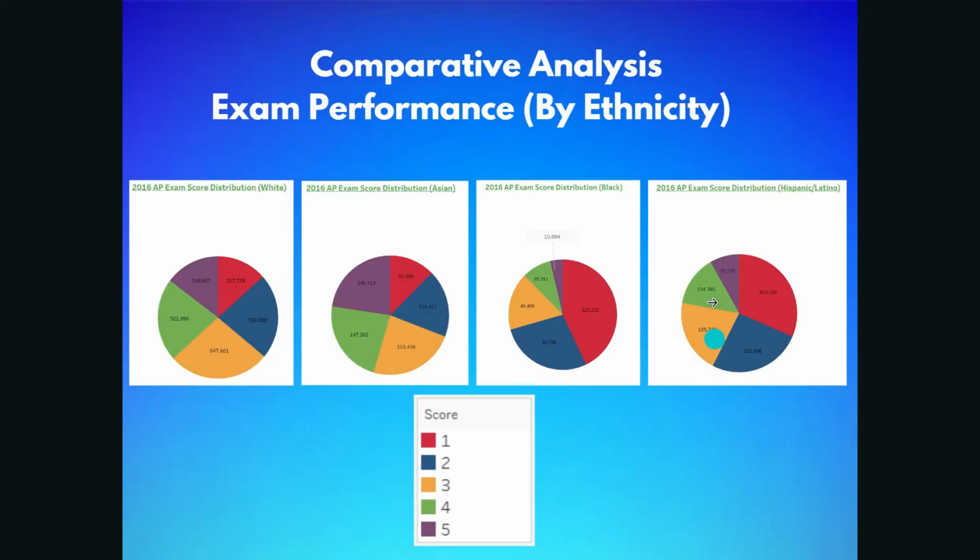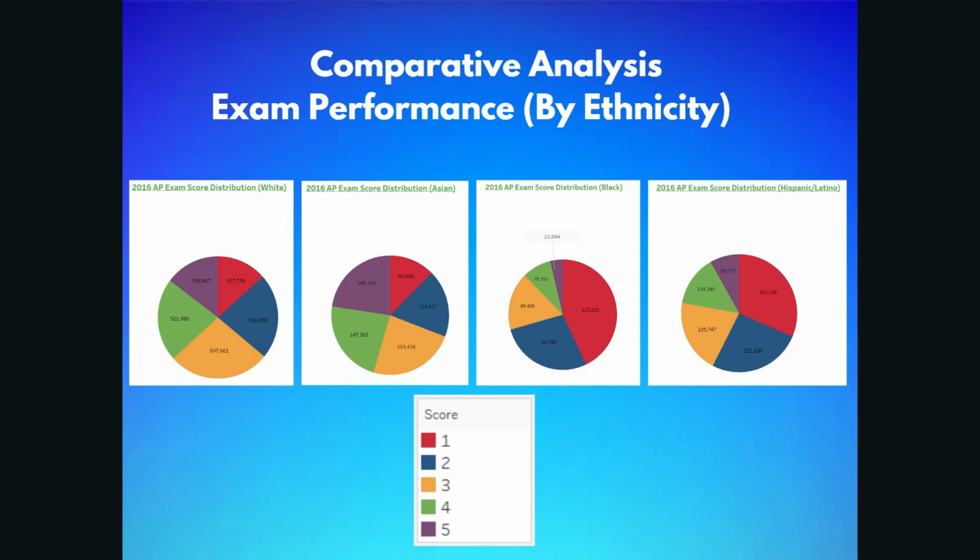And here's a comparative analysis comparing exam performances by ethnicity. You can see I used Tableau to examine and analyze the data. You can see there are 4 pie charts. You can see for whites the scores and the colors here. And you can see that red is 1, blue is 2, yellow is 3, green is 4, and purple is 5. And you can see that more Asians score higher on their exams than whites, blacks, and Hispanics. You can see their 4s and 5s here.